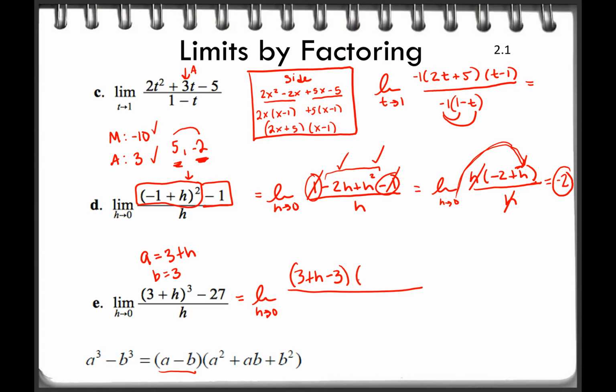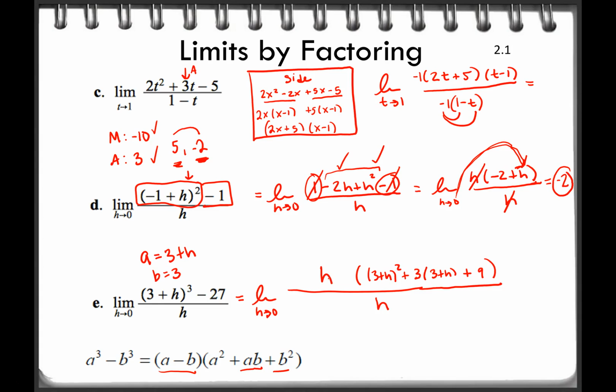And then I'm going to have a squared, which is 3 plus h squared. And then plus ab is going to be plus, I guess I'm going to write the b first, 3, and then 3 plus h. So this is ab. All right, and then what do I have? Plus b squared. So that's going to be plus 3 squared, or plus 9. All over h. All right, well, what happens with a 3 and a minus 3? Well, they cancel. So I'm really just left with, up here, I'm just left with h.